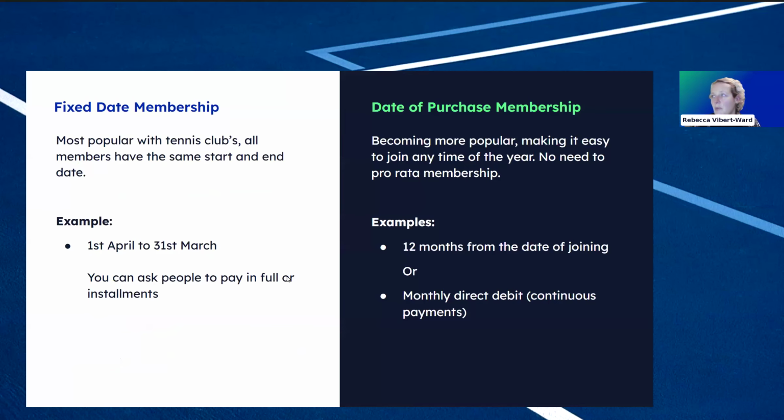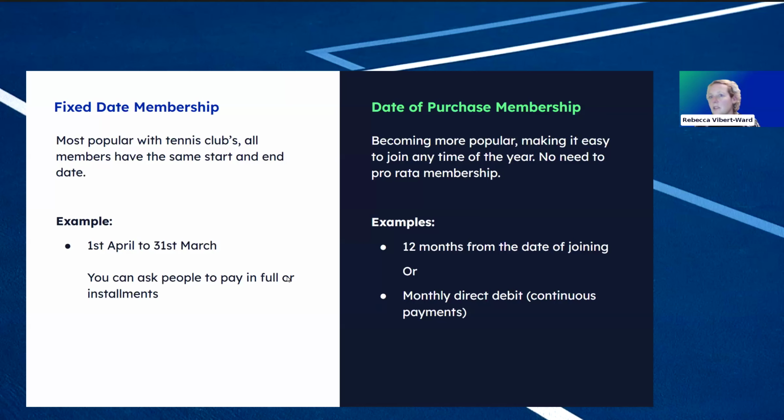As you all know, we have two main types of products in the membership module: the fixed date membership and the date of purchase membership. You'll hear us sometimes talking DOP, that's date of purchase. The fixed date membership is probably one of the most used, where everybody has the same start date. For this webinar and demo, I'll refer to it as the 1st of April to the 31st of March, but it can be any date period you want. You can also have shorter periods like 2 weeks or 4 weeks for short-term memberships. People can pay in full or in installments.